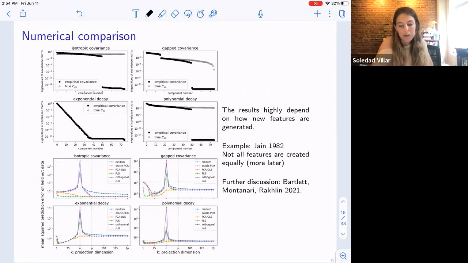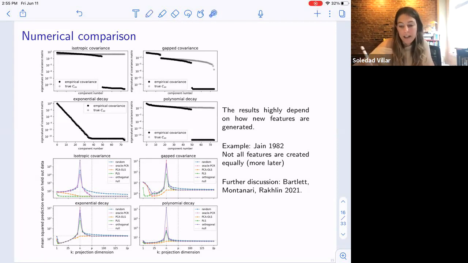So you don't see necessarily better performance from doing, say, orthogonal random projection or Oracle PCR in the limit. At least for these simple examples, it seems to me that they don't provide that much more. But yeah, we can see that.